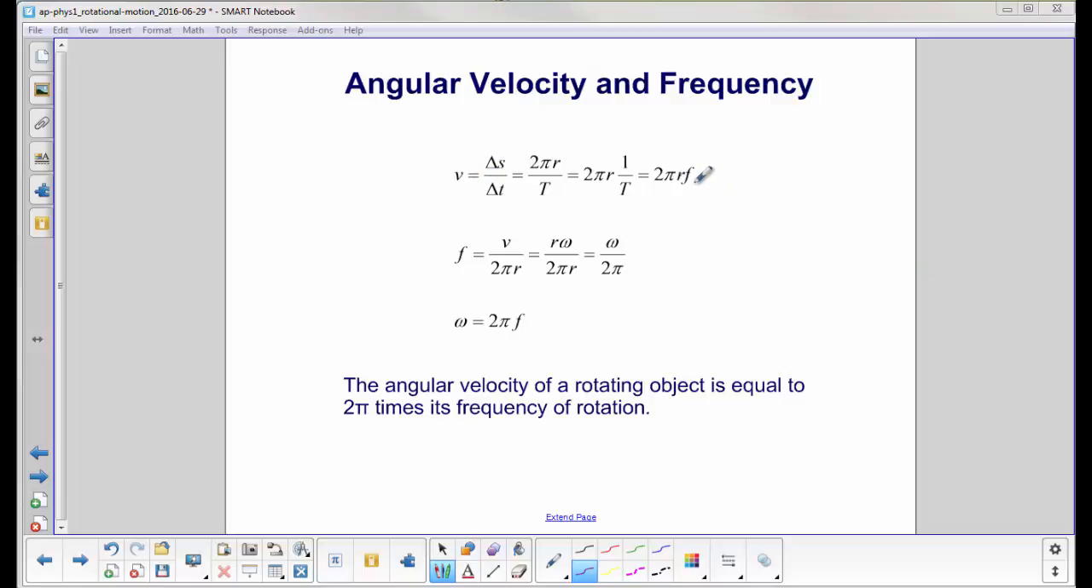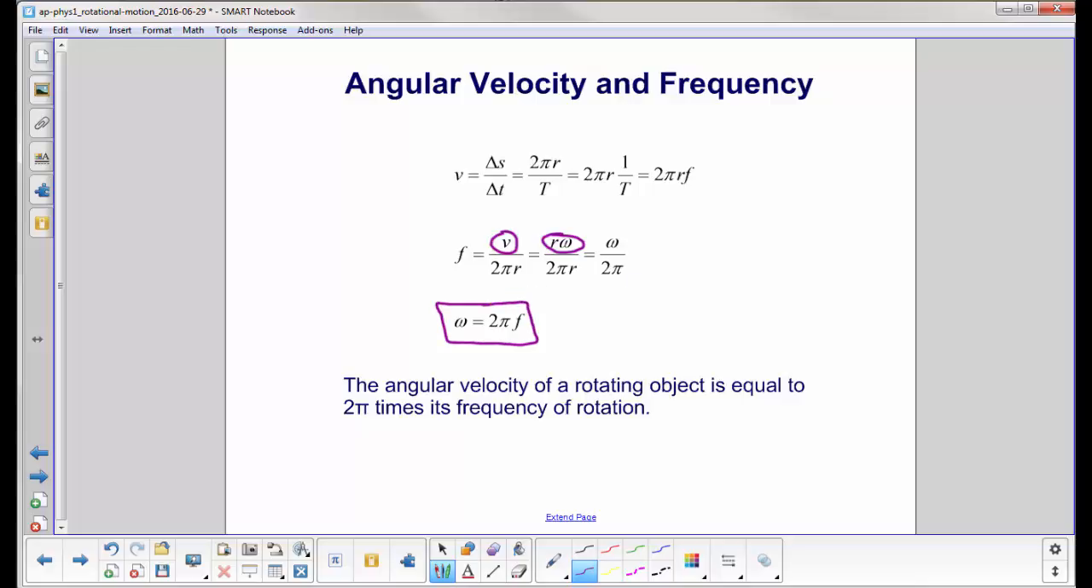So let's start with this now. Divide both sides of this equation by 2 pi r, and you get frequency is velocity over 2 pi r. Now, what's velocity equal to? Well, in rotational motion, it's equal to r omega, so I make that substitution. Now you can see we have an r in both cases, they cancel. So the frequency is omega over 2 pi. One more step, and omega is equal to 2 pi times the frequency.